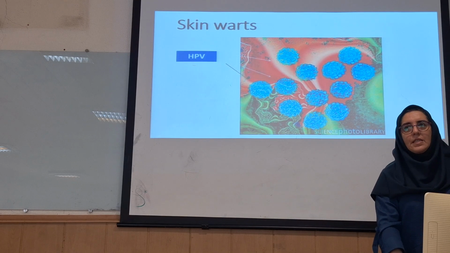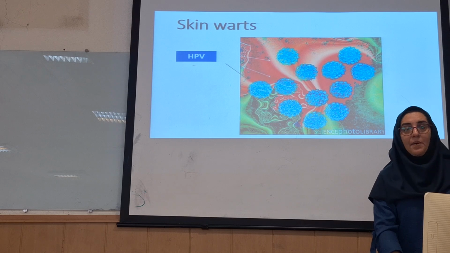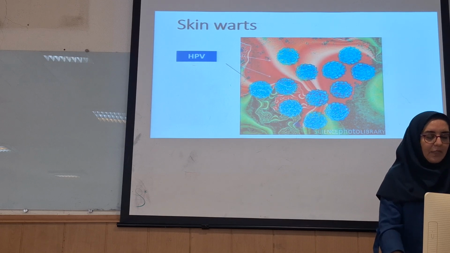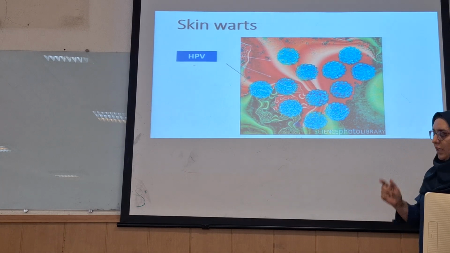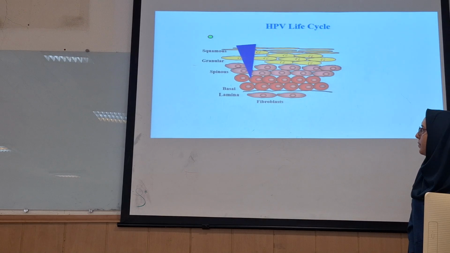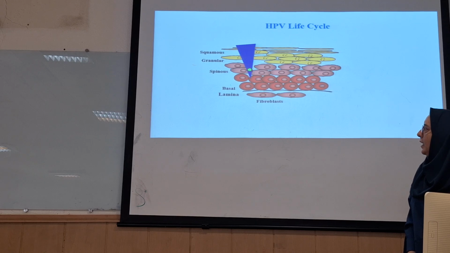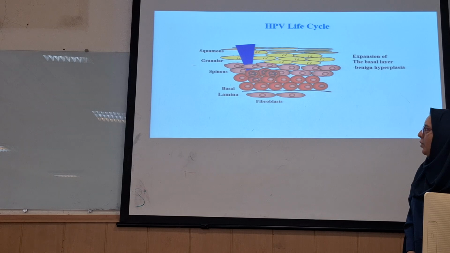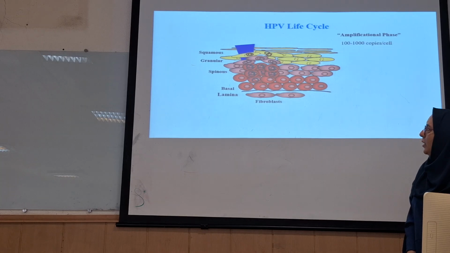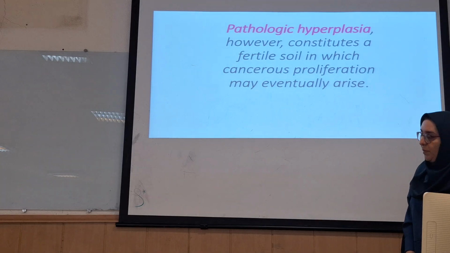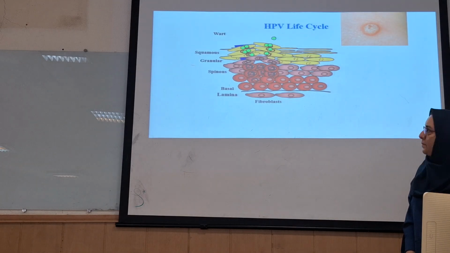And skin wart is an example of cellular proliferation after HPV infection. In this figure, the blue particles are HPV virus. HPV virus enters the cell, integrates its nuclear material with the nucleus of the normal cell, and cell proliferation occurs. The proliferated cells become more and more, and ultimately the wart occurs due to proliferation of the cells.